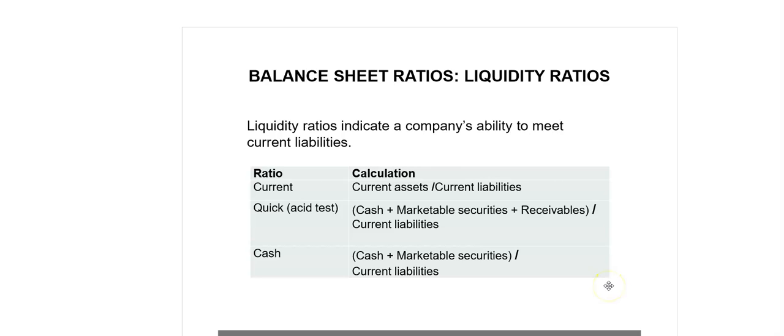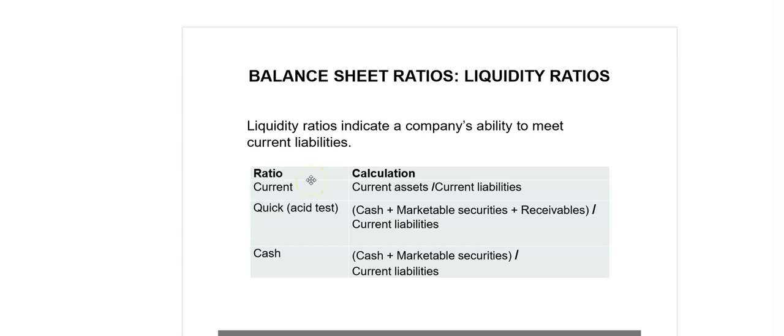The three most common liquidity ratios are current ratio, quick ratio, which is also called the asset test ratio, and finally the cash ratio. Current ratio is calculated as current assets divided by current liabilities, and it measures how many pounds of current assets the company has to pay each pound of current liabilities. A higher current ratio indicates higher level of liquidity.